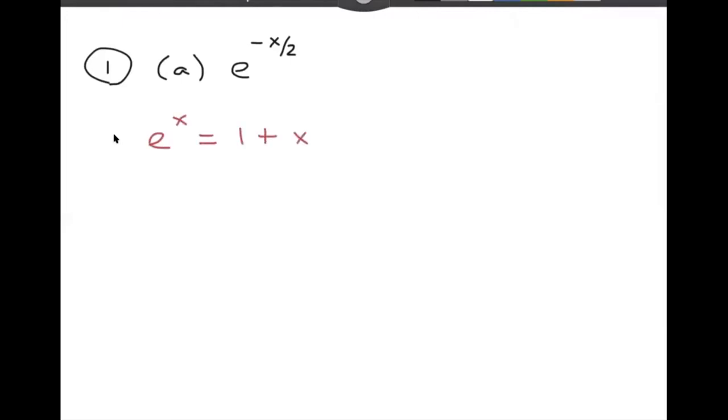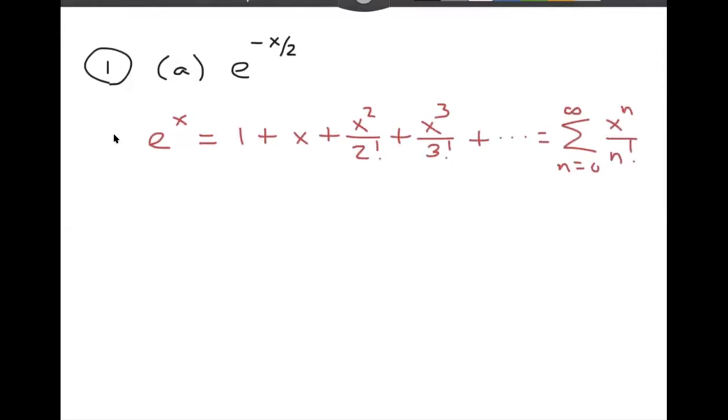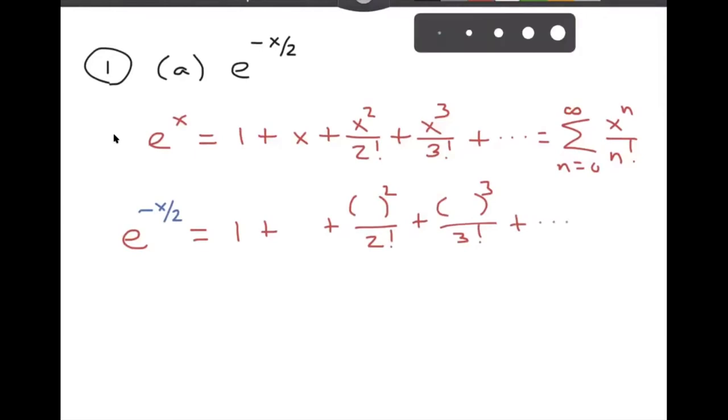is 1 plus x plus x squared over 2 factorial plus x cubed over 3 factorial, et cetera, which is the sum n going from 0 to infinity of x to the n over n factorial. So all I have to do is just replace x with negative x over 2. I'm going to use some color coding here. Take out the x and replace it with a negative x over 2. I'm just going to leave some blank spaces here for a moment, and in all those blank spaces, I'm going to put a negative x over 2.